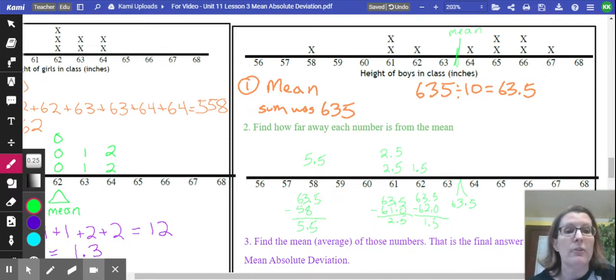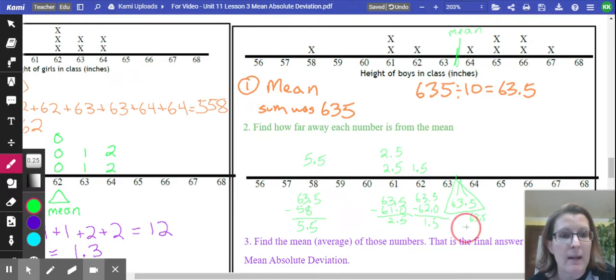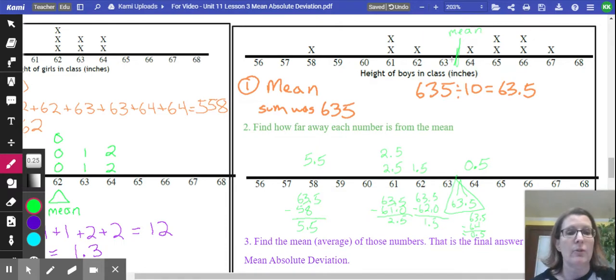Now when you get to the other side, that's when we're going to have our first negative number, and I'm running out of space here. So I'm going to write it a little bit lower. So if I do 63.5 minus 64, I will get 0.5. I will actually get negative 0.5. But remember, we don't care about the negative numbers because we just want to know how far away it is. The negative just tells us kind of which direction it's in, so we don't worry about the negative. So my 64 is 1/2 away from the mean, so we get 0.5.